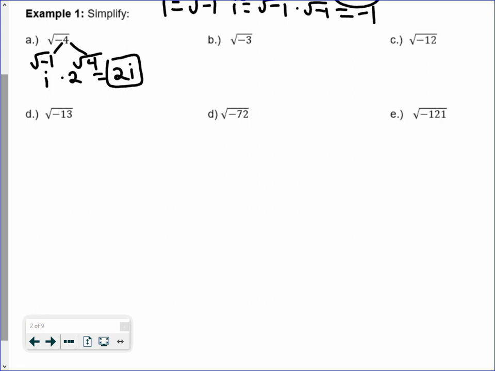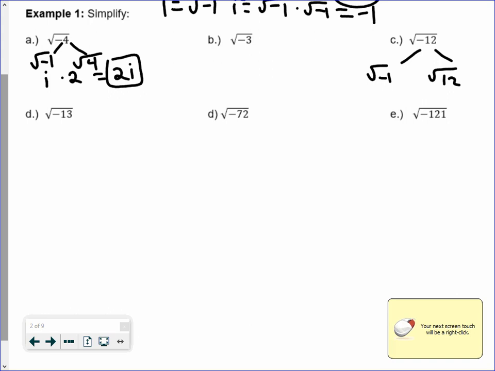Let's go on and do C. C gives a square root of negative 12. We can break that down. Same thing: the square root of negative 1 and the square root of 12. The square root of negative 1 that we said is i. So it's just i, and the square root of 12.